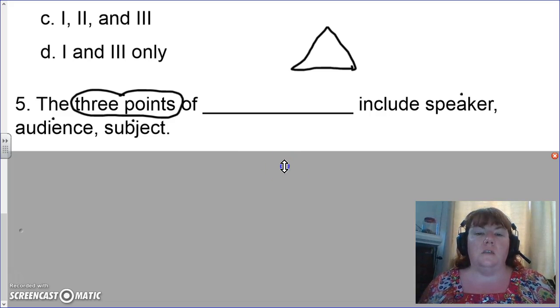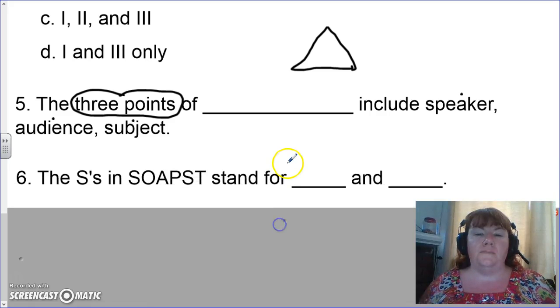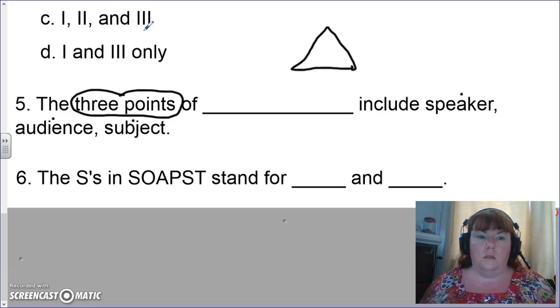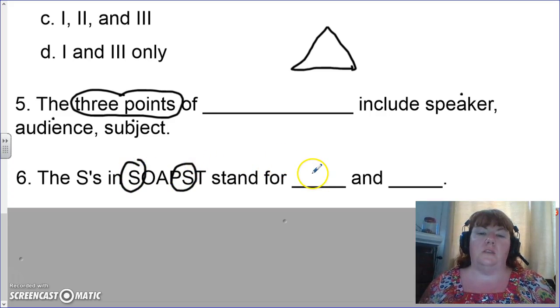Okay, last fill in the blank option is the S in SOAPs stands for blank and blank. Now when I do the fill in the blank questions, each blank is worth 1 point. So this question would actually be worth 2 points. This question would be worth 1. The multiple choice is worth 1. Okay, so the S in SOAPs. So I'm asking what these mean. So I'm asking you to give me those meanings. So 1 is going to be speaker, 1 is going to be subject. They are interchangeable.